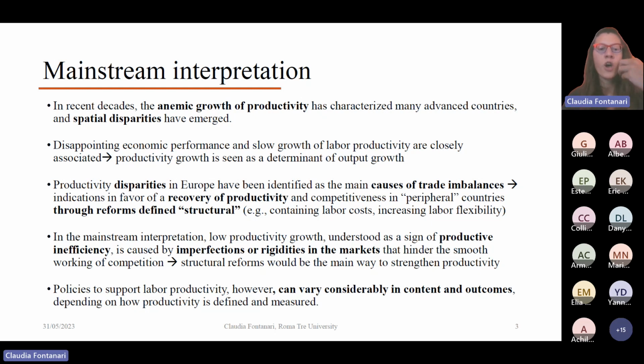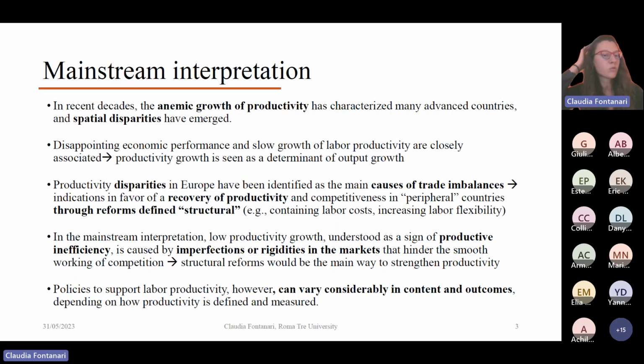But why is it so? Why should structural reforms be the way to strengthen productivity? The idea that this is the way is basically based on the mainstream notion of productivity as an indicator of efficiency. So low productivity growth is understood as a sign of productive inefficiency that is caused by some kind of imperfection or rigidities in the market that somehow hinder the smooth work. And in this sense, the only way to strengthen productivity would be to remove those imperfections or rigidities.